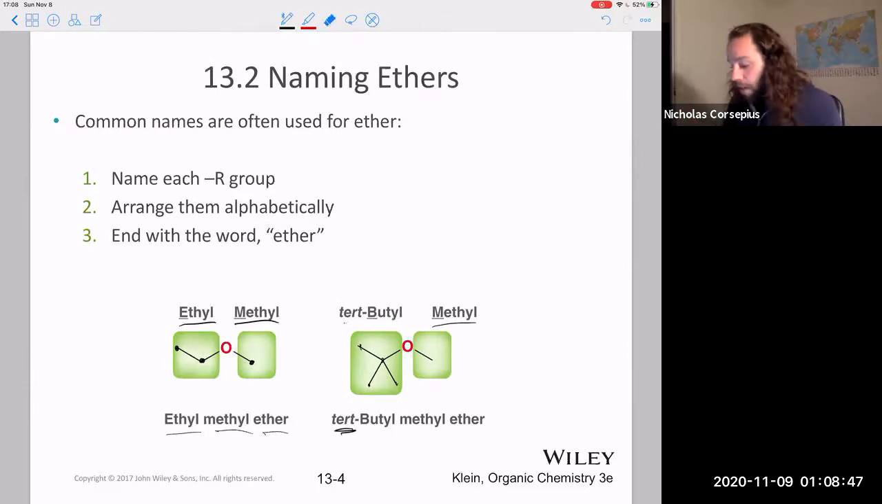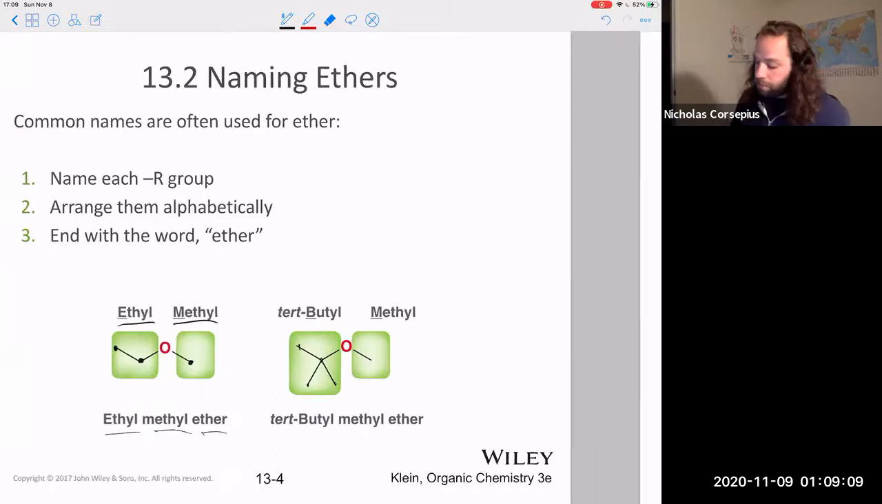But remember those common names. So you might want to go back and review that when we were first talking about alkanes. Those were those tert-butyl, sec-butyl, isobutyl, isopentyl, iso anything really. Those are those common names that you want to make sure you have memorized here. Okay, so those would be how to name ethers using the common names.